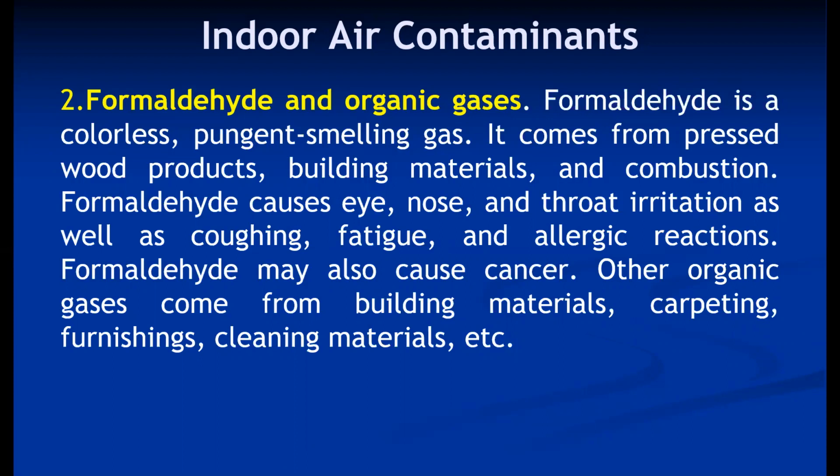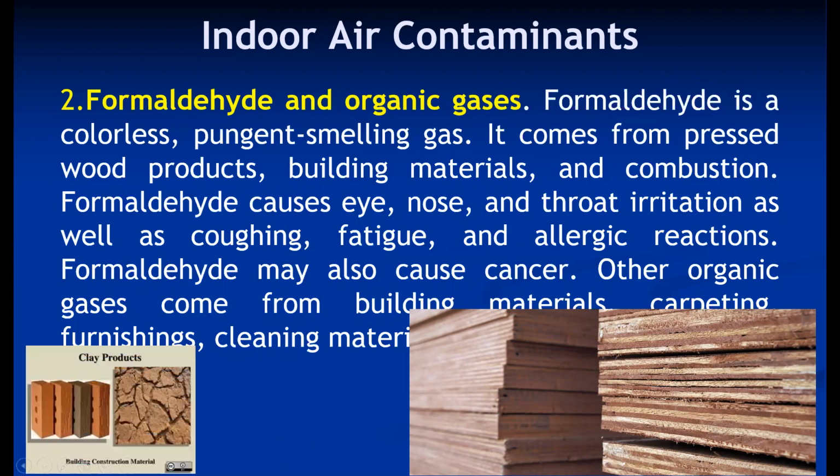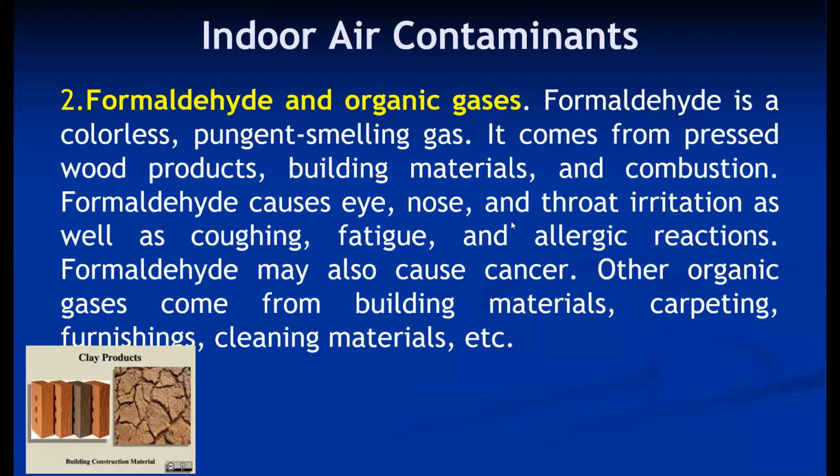Other organic gases come from the building materials, carpet and furnishing and cleaning materials like this. So mainly the source of this formaldehyde and organic gases is wooden material, especially wooden furnitures, as well as some building materials. So this is the second one. And we have also discussed the various causes of these gases. It mainly affects the eye, nose, and throat, and also it is allergic. Sometimes it may cause cancer. So this is the second harmful gas.